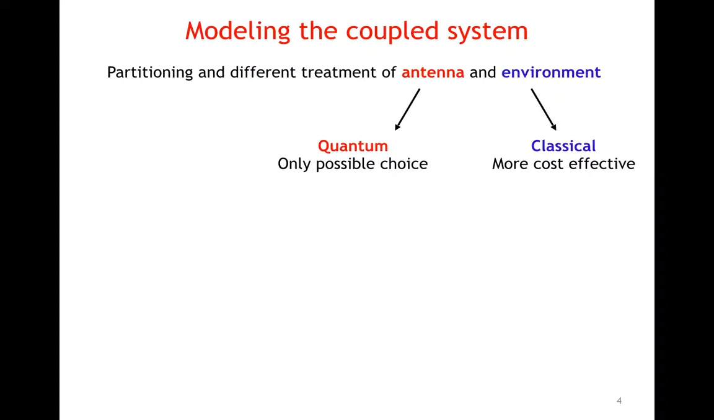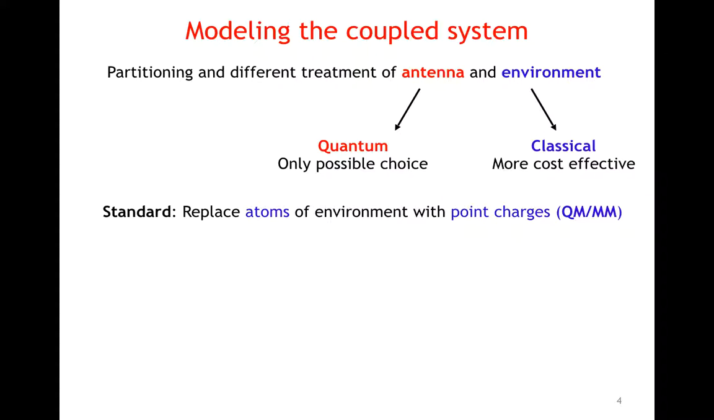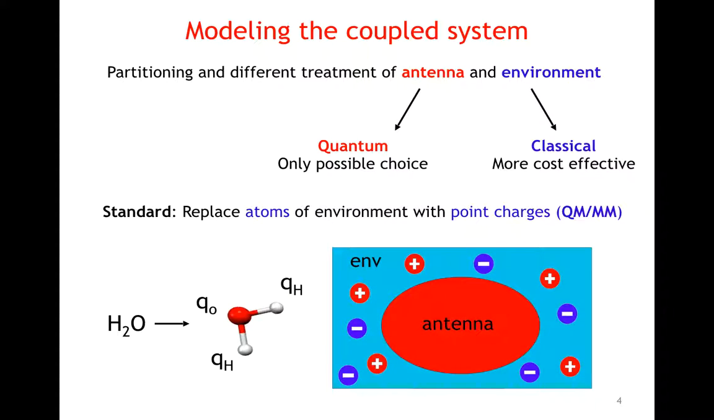So we can use classical physics, which is more cost effective, to represent the environment. So in the standard approach, the real atoms of the environment are replaced with fixed point charges taken from a force field. In the case of a solution, like a water solution, the water molecules of the environment are replaced by a set of point charges, one representing the oxygen and the other two representing the two hydrogen atoms for each water molecule.